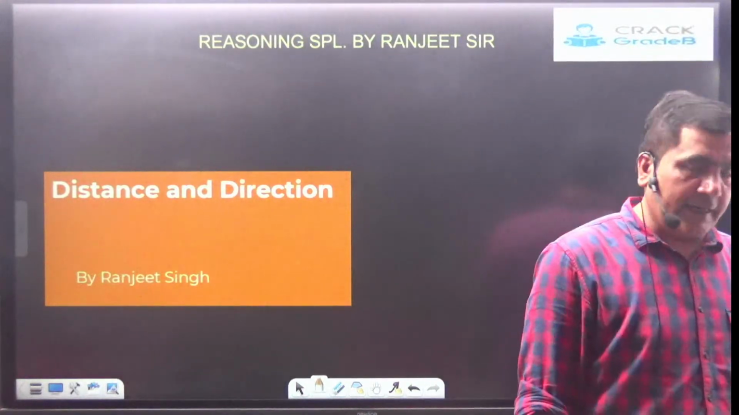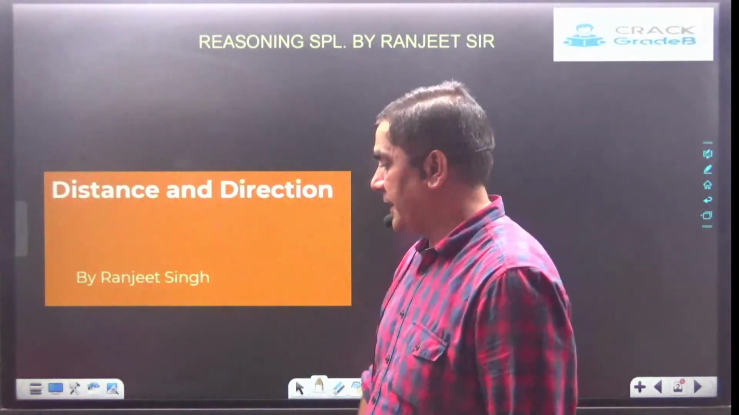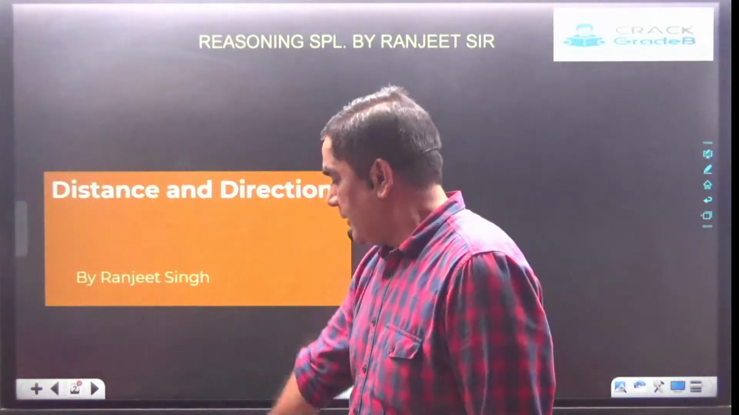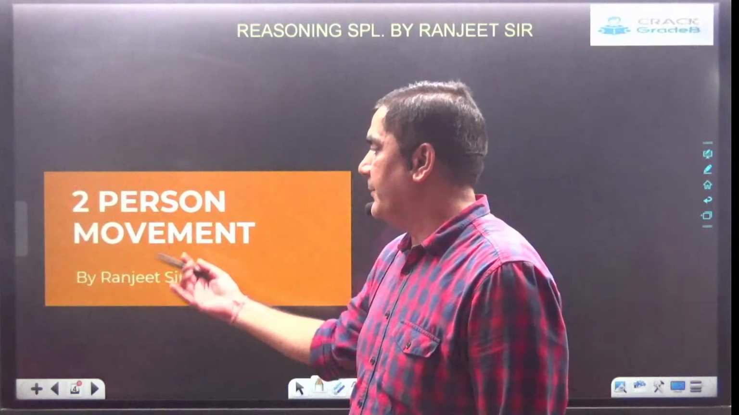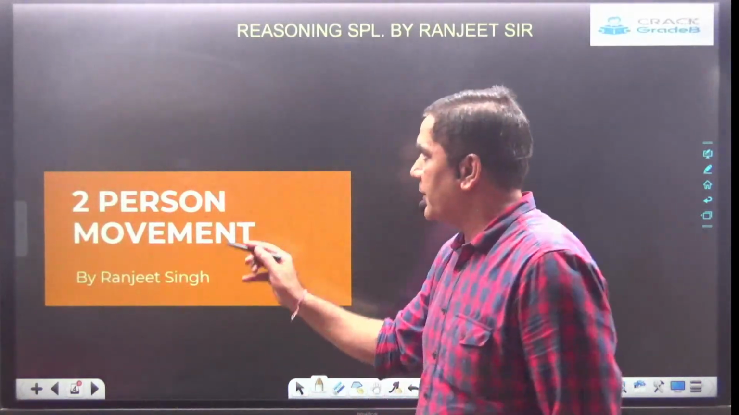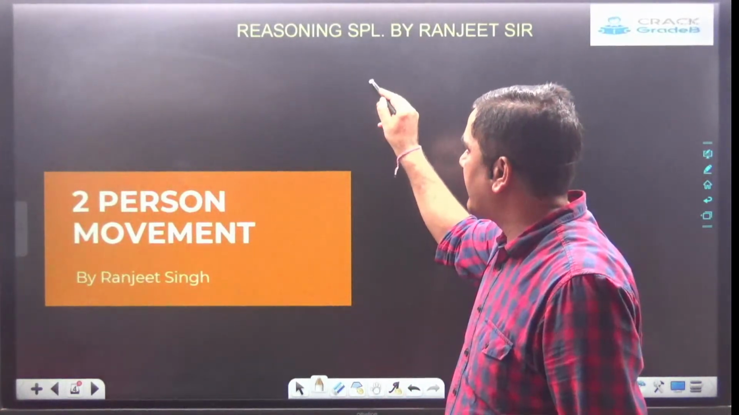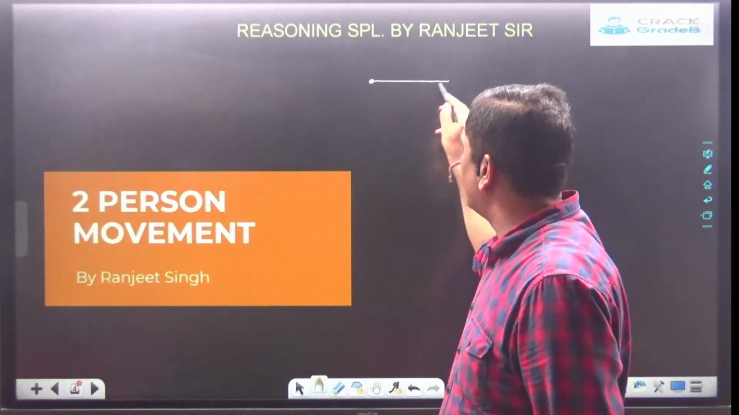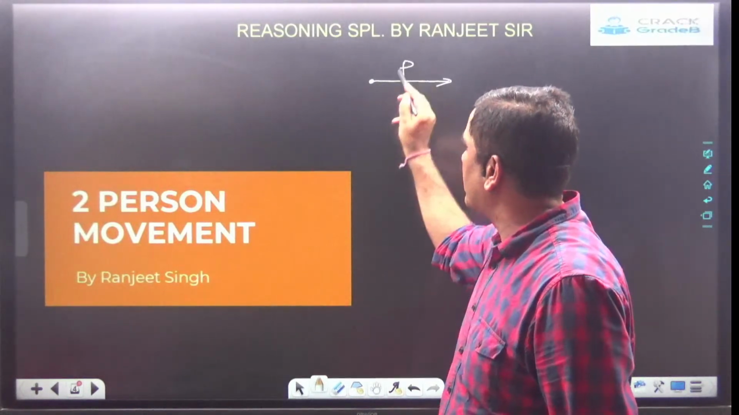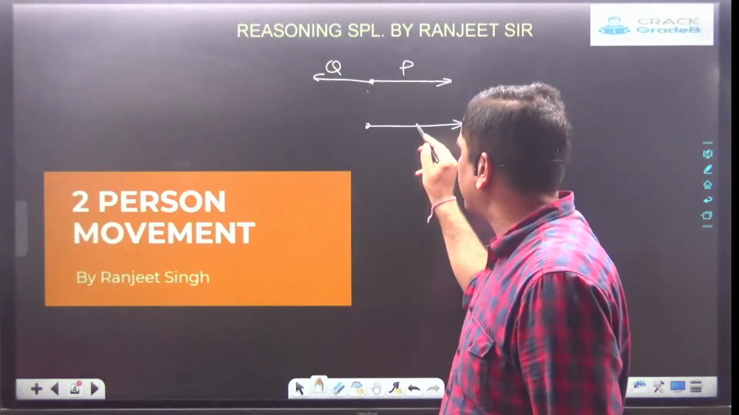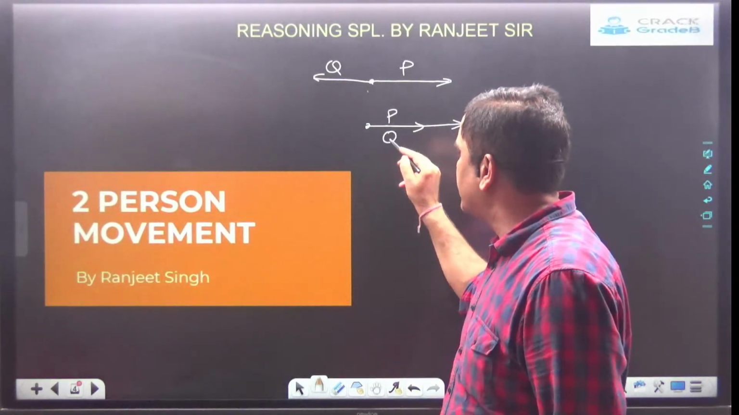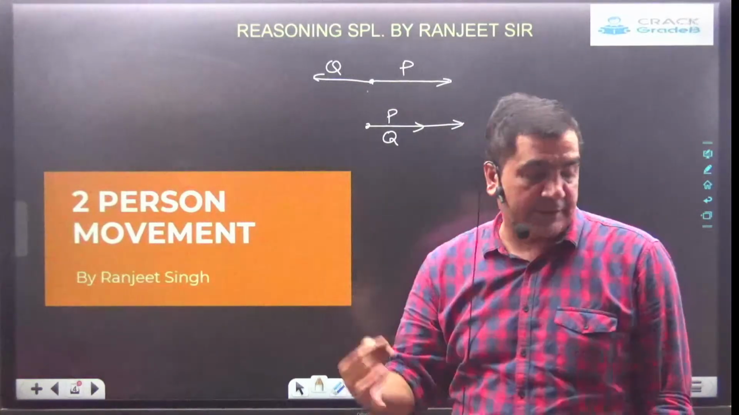Okay, let's understand today's concept. In the last class, we discussed the case of two persons' movement if they are starting from the same point. We saw that if the two persons are starting from the same point, one is moving towards east and the other towards west, or case number 2, both are moving towards east or west. How to solve these questions we have already discussed in the last class.